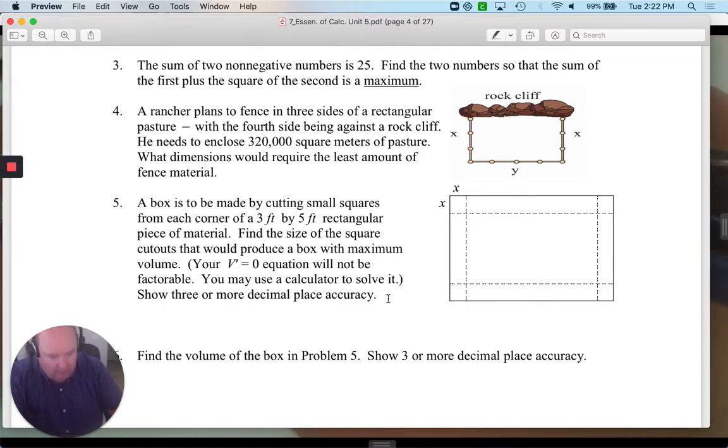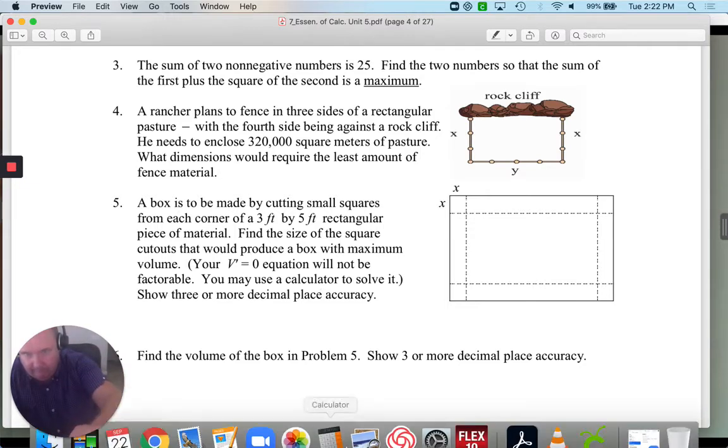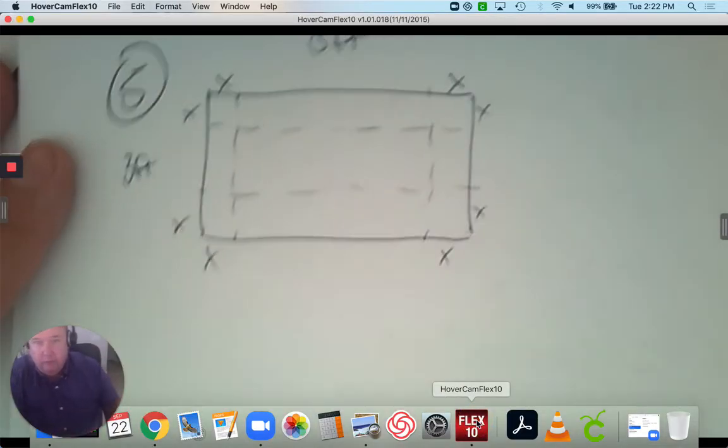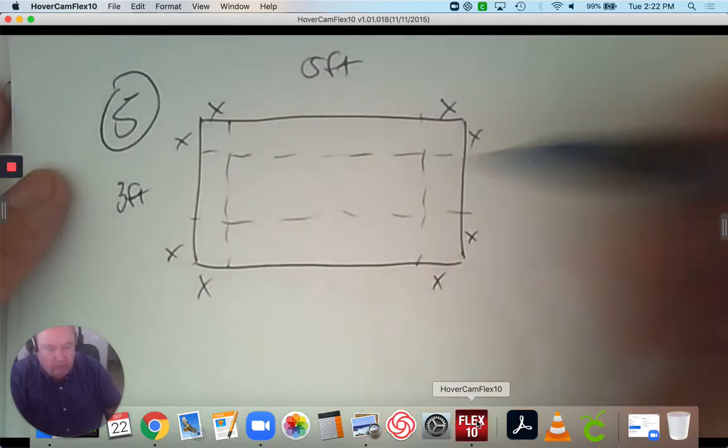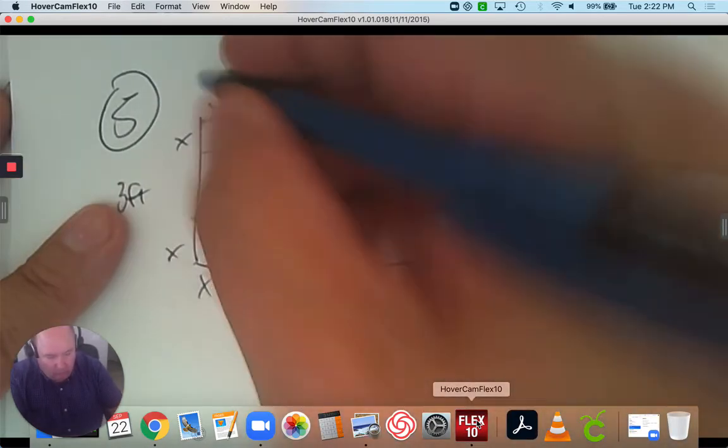So let me do that right now. So I'm going to redraw the diagram. I think you should do it too. So, and it's 3 feet by 5 feet. So this is what I did.